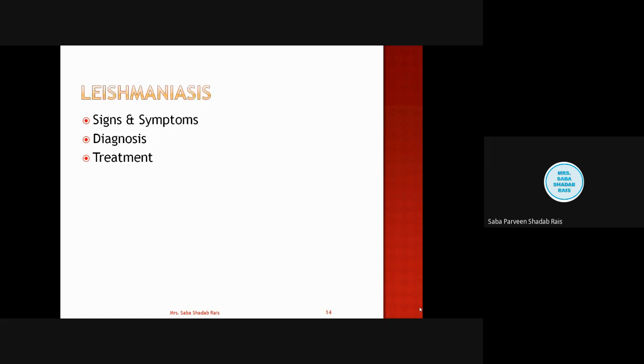Now second is leishmaniasis. When we talk about leishmaniasis disease, it is caused by parasites of more than 20 different species, known as Leishmania. It is a type of disease which is also called Kala Azar. We have learned in detail about this particular disease in SY basis.